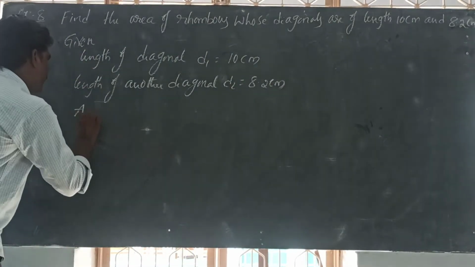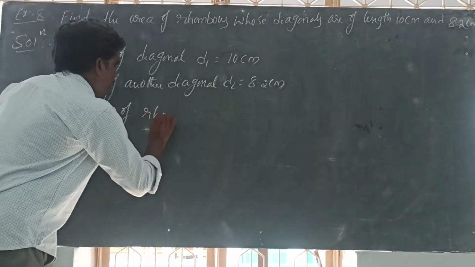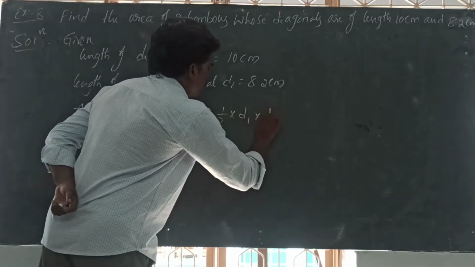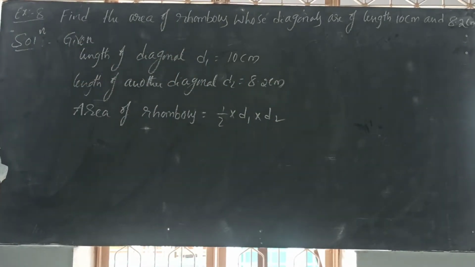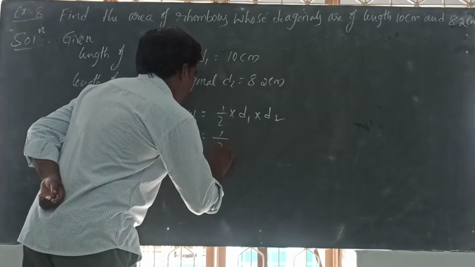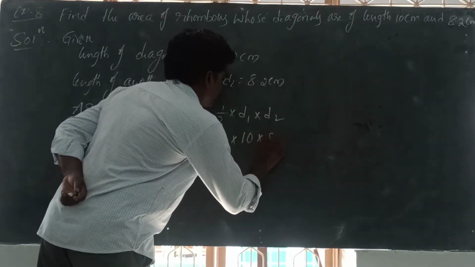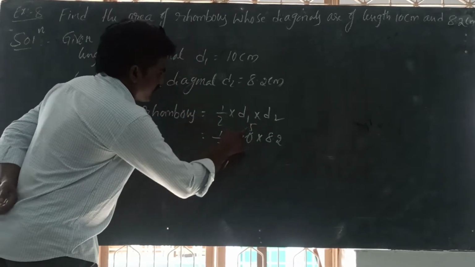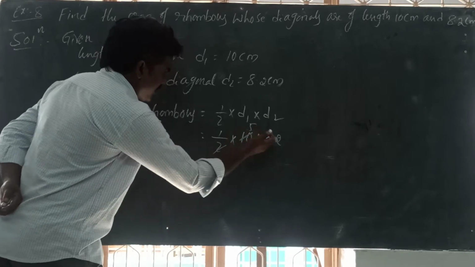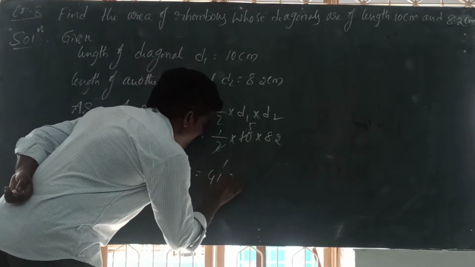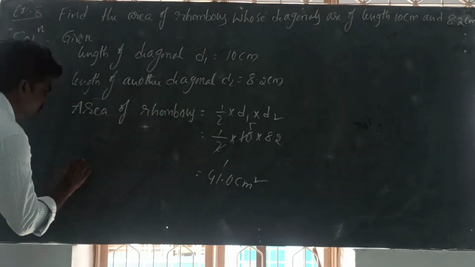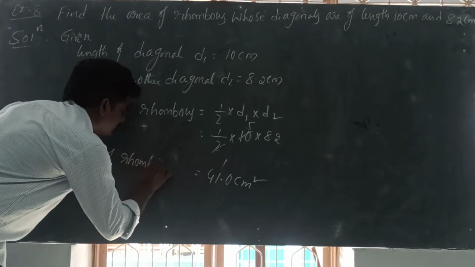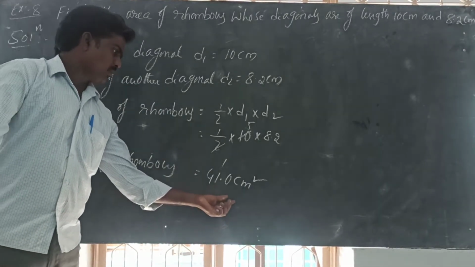So, area of rhombus is equal to half into D1 into D2. So, half into D1 10 into D2 8.2. So, 2 ones are 2, 5 twos are 10. So, here 5 into 8.2. 8.2 into 5 you can get as 41.0 centimeter square. Therefore, area of rhombus is 41.0 centimeter square.